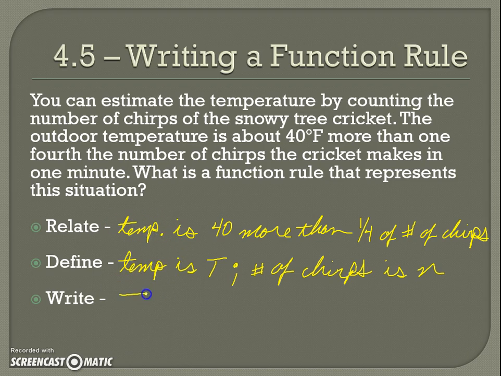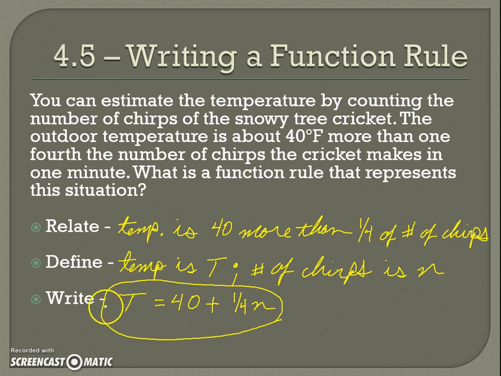The next thing is to take this in combination with this and then write out a rule. So the temperature, which I'm going to call T, is, and anytime you see is, it's almost always the equal sign, 40 more than, so that means 40 plus 1/4. If it says of, that's almost always multiplication, the number of chirps, which is N. So I'm going to put 1/4 N. So T equals 40 plus 1/4 N. This is my function rule. This is just taking the words out and slowly working my way down to a function rule. That's our big focus today.